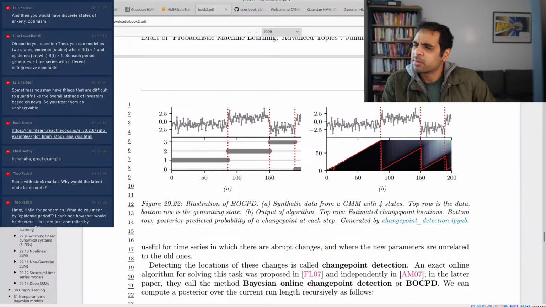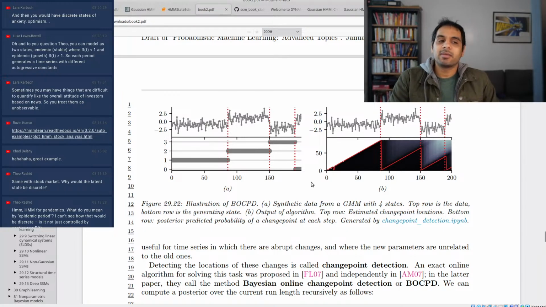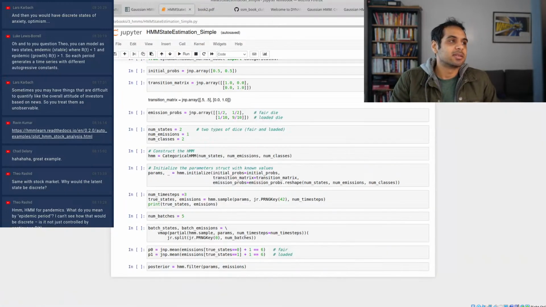Same with stock markets. Why would the latent state be discrete? Haha, great example. Sometimes you may have things that are difficult to quantify. The overall attitude of investors, so you treat them as unobservable. Oh, and to your question, you can model two states: endemic, stable, epidemic growth. RT is greater than 1. Okay, so you guys are talking about the reproduction rate of COVID. Each period generates a time series with different autoregressive constants. And then you would have discrete states of anxiety, optimism. Okay, so there's a discussion here about whether you can model time series as discrete states.